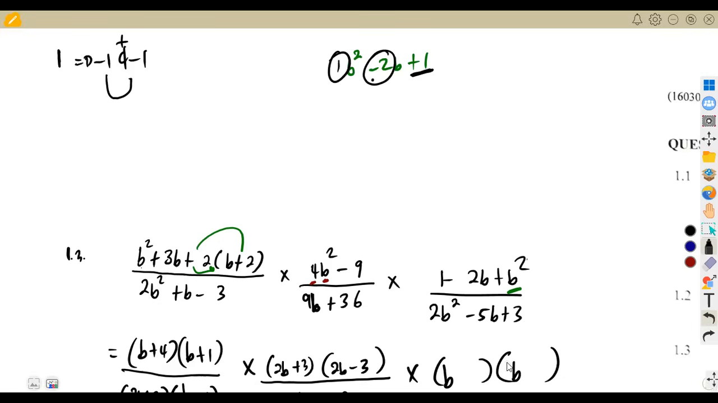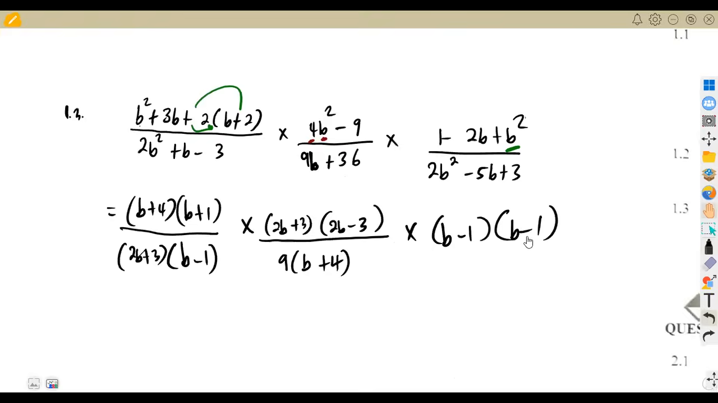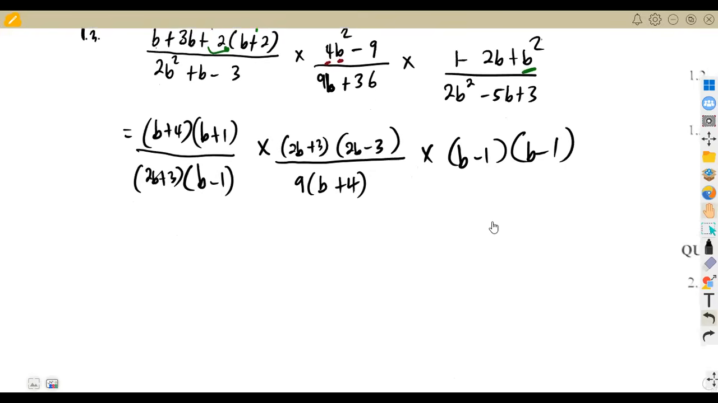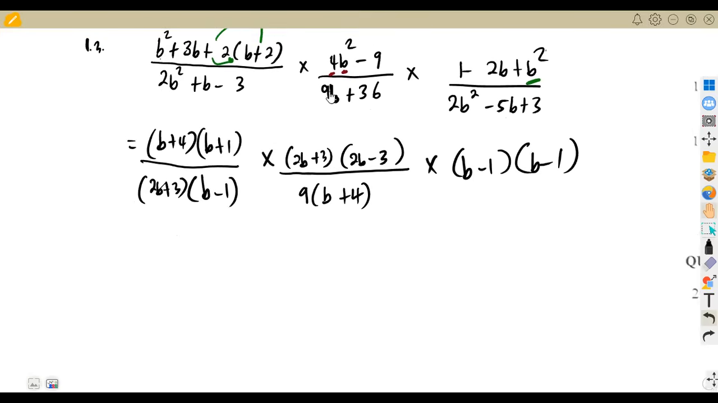So we've got negative 1 and negative 1. So this would be negative 1, negative 1. Okay. Then we've got another quadratic, just like the previous part, this one of 2b squared plus b minus 3. We have another condition, but this one is given as 2b squared minus 5b plus 3.